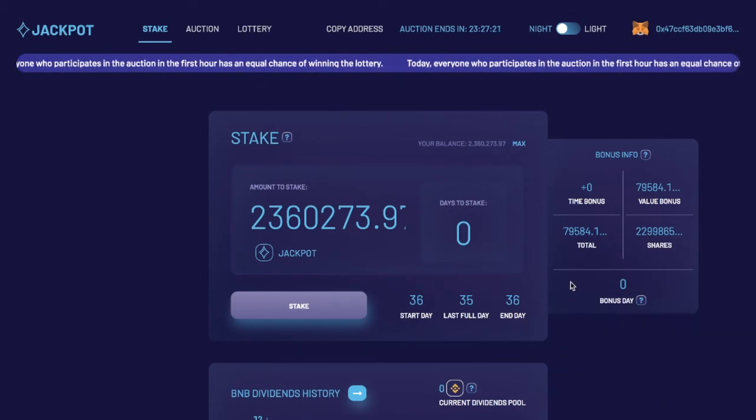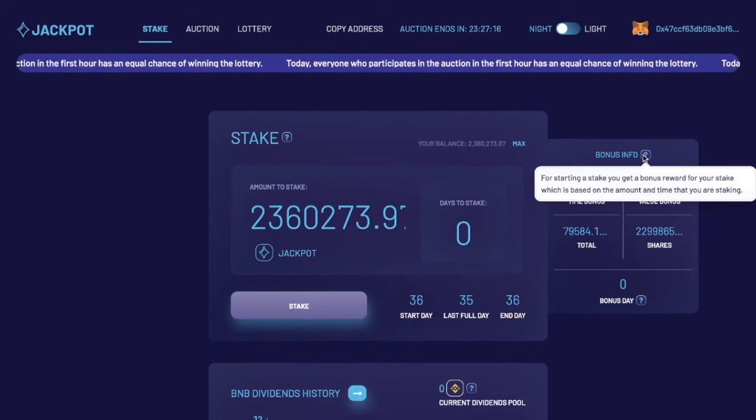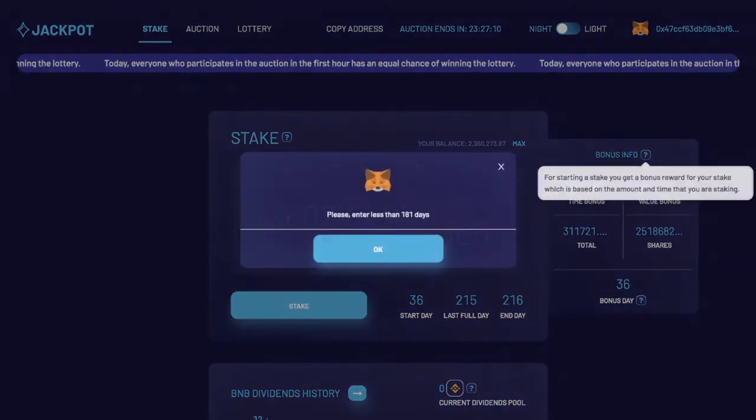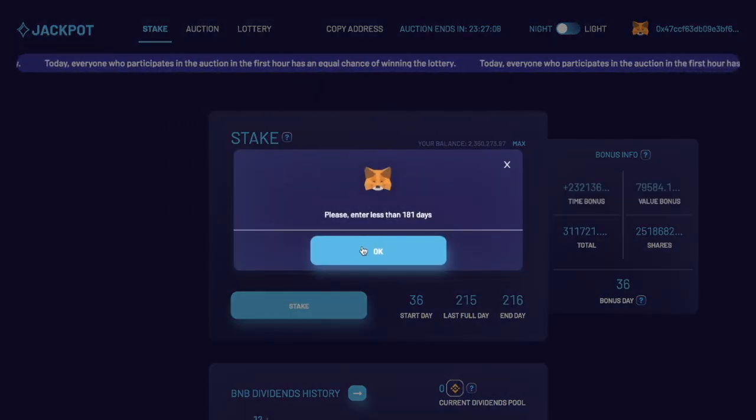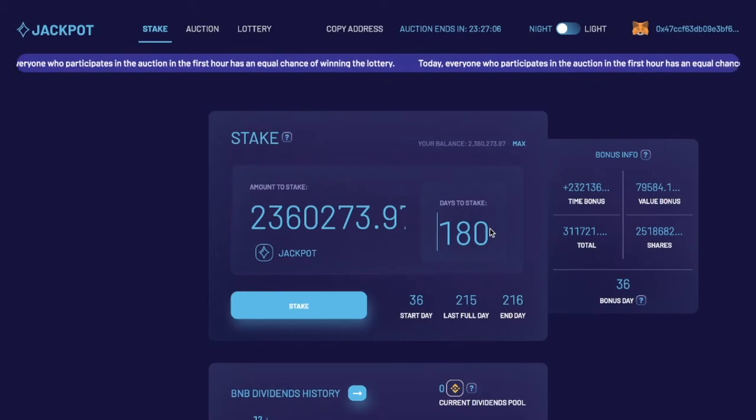So what is the total amount of days that I can select? So bonus: for starting your stake, you get a bonus reward based on the amount of time that you're staking. So I'm going to go ahead and do 365. Okay, it must be less than 181. So 180 days is the max that you can stake.